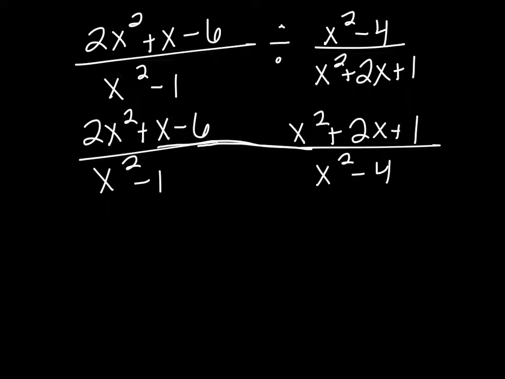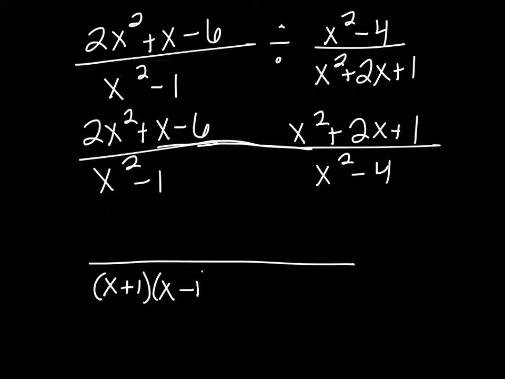So now what I have to do is I have to factor everything. Well, let's factor what we already know. Let's go ahead and factor x squared minus 1, which is a difference of two perfect squares. So I have x plus 1 and x minus 1.